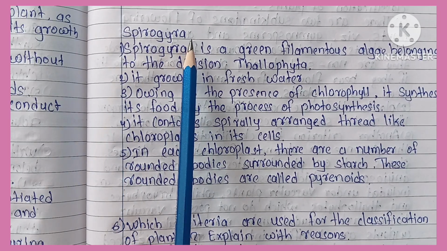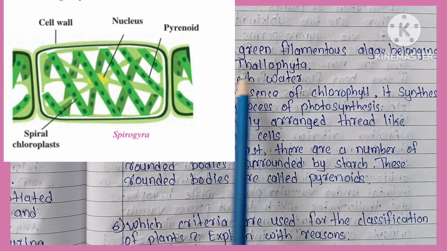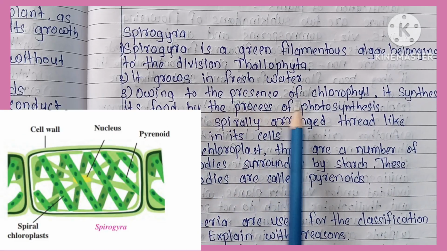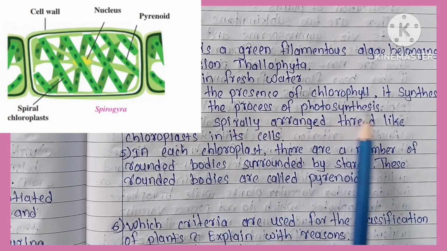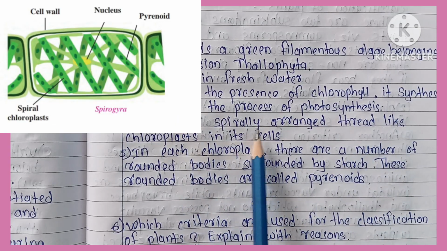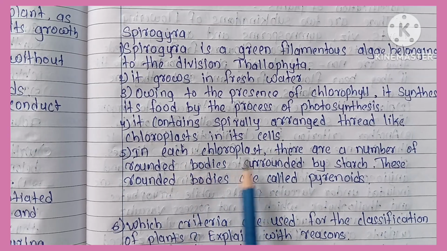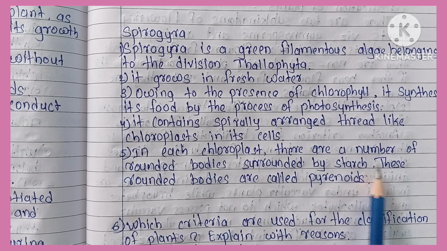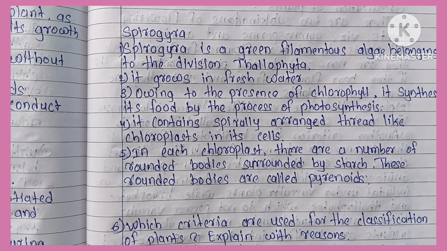Next is Spirogyra. Spirogyra is a green filamentous algae belonging to the division Thallophyta. It grows in fresh water. Owing to the presence of chlorophyll, it synthesizes its food by the process of photosynthesis. It contains spirally arranged thread-like chloroplast in its cell. In each chloroplast, there are a number of rounded bodies surrounded by starch. These rounded bodies are called pyrenoids.